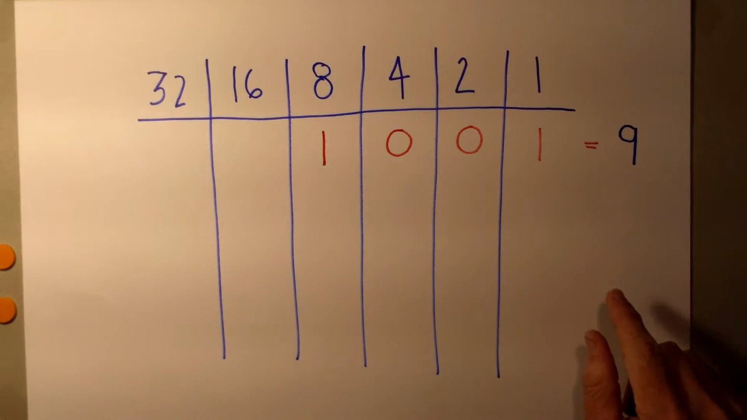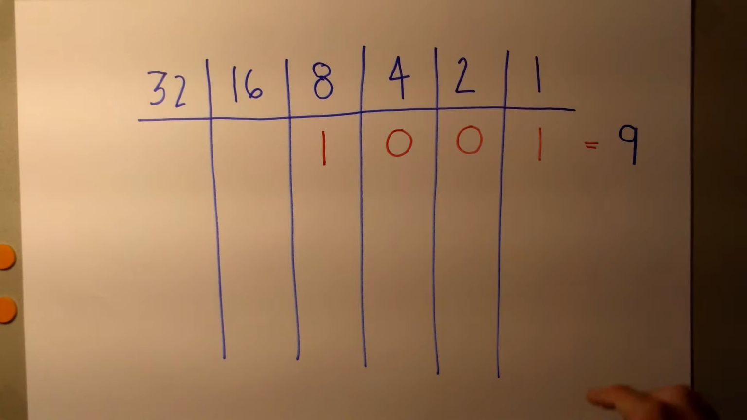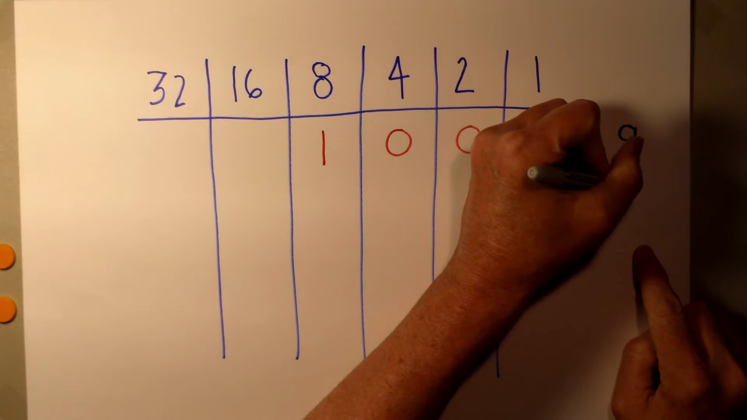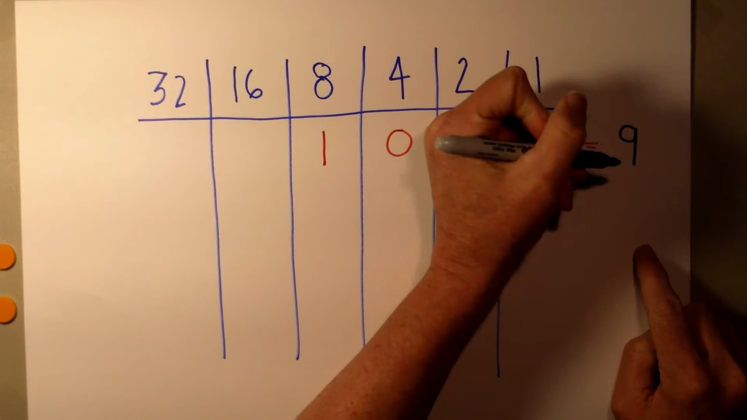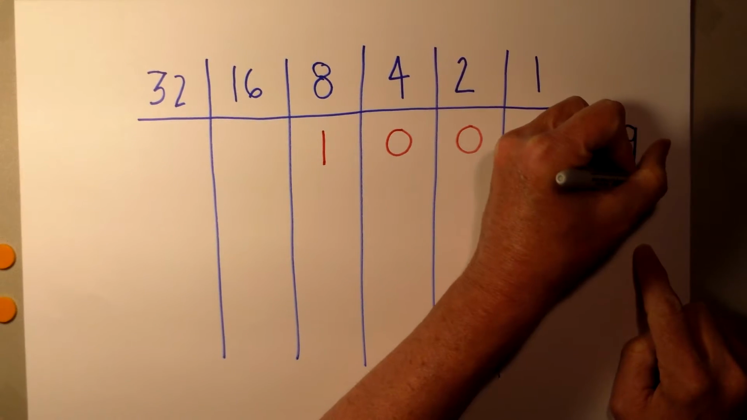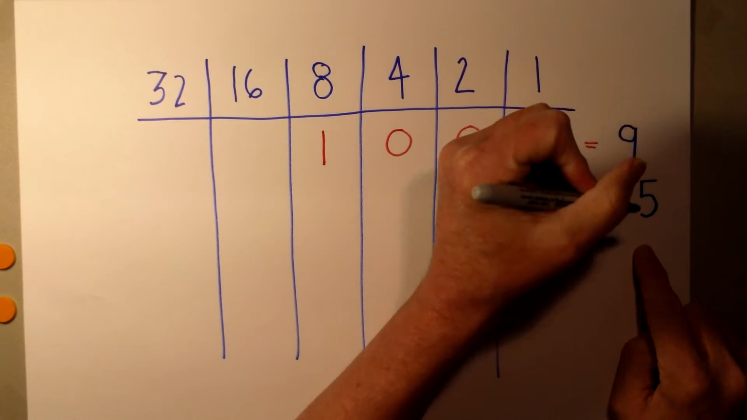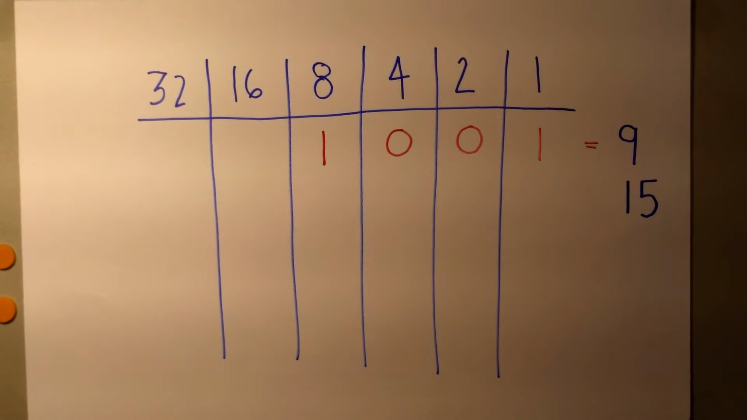All right? Let's try another one. I'll give you the decimal number. What would be a good one here? Oh, let's do 15. There's a good one. What would 15 be if I wrote it in binary? I'll give you a second to work on that.